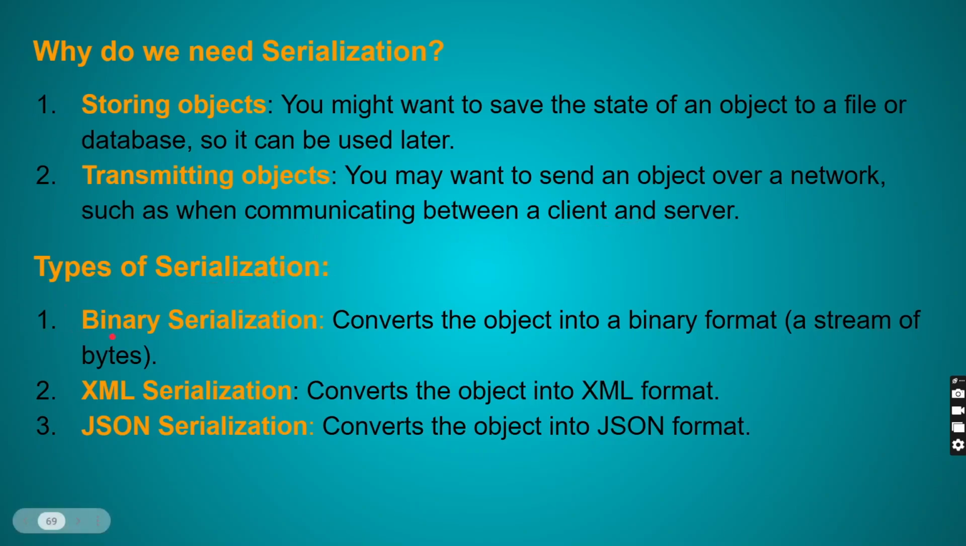The first point is binary serialization. It converts the object into binary format, a stream of bytes. XML serialization converts the objects into XML format. JSON serialization converts the object into JSON format.